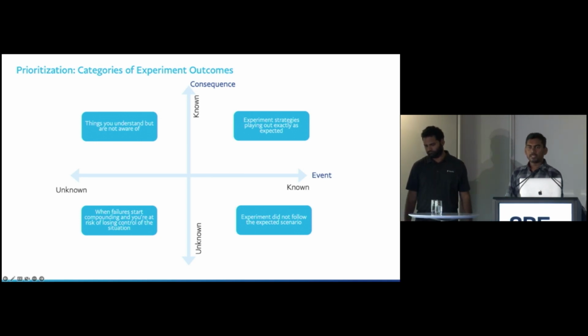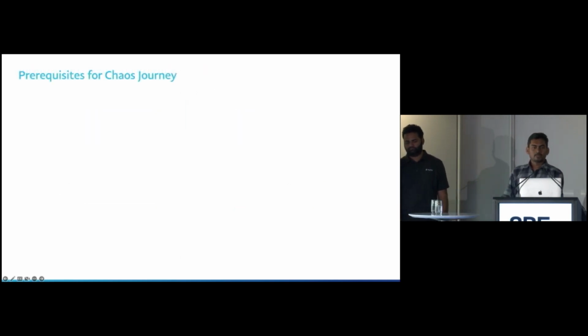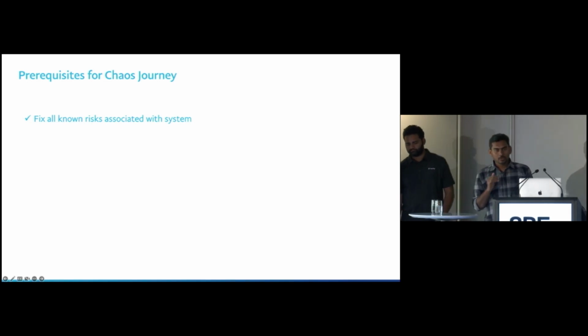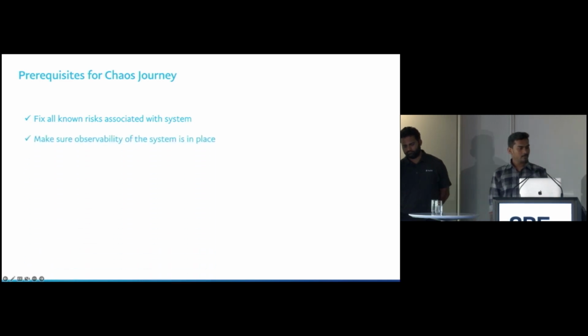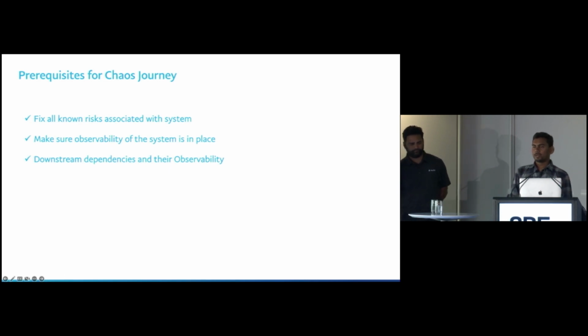Now let's get into some of the prerequisites before we start our chaos journey. So what are the things that we should keep in mind? Some of this we already discussed, so I'll just breeze through them. Make sure you fix all the known issues associated with your system, because once you know that there is an issue with your system, it doesn't make sense to do a chaos experiment to find out the same thing again, right? So make sure you fix all those, and then only you start your chaos journey. Now make sure all your observability is in place, because without that, it's like going in blind, so do that. And the next thing is all your dependencies. Make sure you have a complete control or complete understanding of the dependencies and their observability as well.